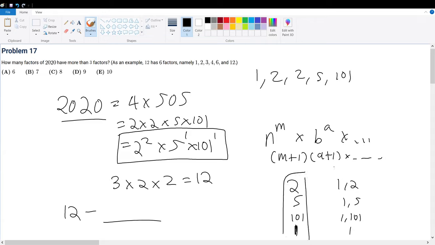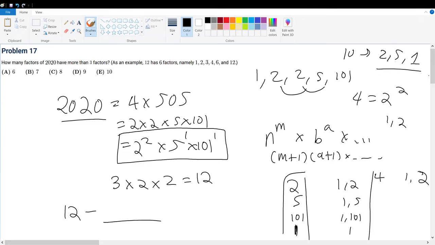But let's see what other cases we have other than single primes. Well, we could do 2 times 2, which is 4. 4 is 2 squared, so the only factors it has are 1 and 2, plus 4 itself. So 4 would count as well. But what about, for example, 2 and 5? Well, that won't work, because 10 has factors 2, 5, and 1, so 3 factors, and we cannot include that. So we can only have 4, 2, 5, 101, and 1. So we can stop there. We subtract 5 from 12, we get 7, bringing you to answer choice B.